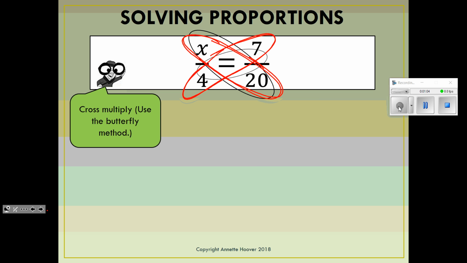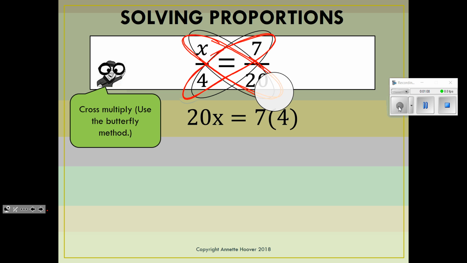Here's my butterfly wings. So I got the 20x. Let me erase all this up here now again because it gets all too much stuff up there. The 20x I got from this butterfly wing, 20 times x, and we always write the coefficient in front of the variable. You could write x times 20, but that's just not the way we do it in math. We always write the number first, 20 times x. And for the other side of the equation, after the equal sign, I took the other butterfly wing, 7 times 4, or you could write 4 times 7.